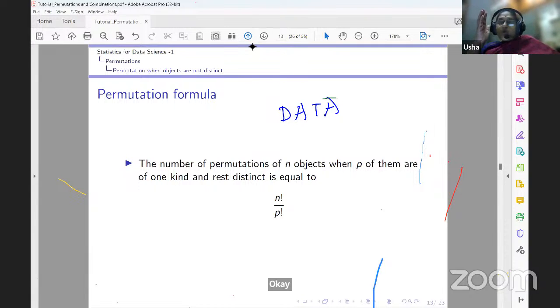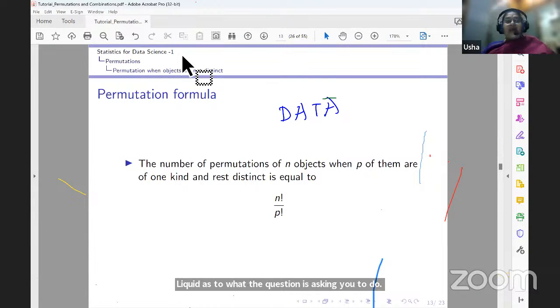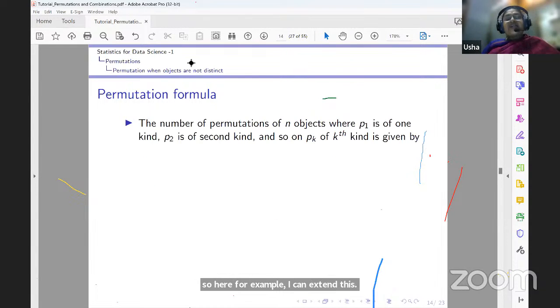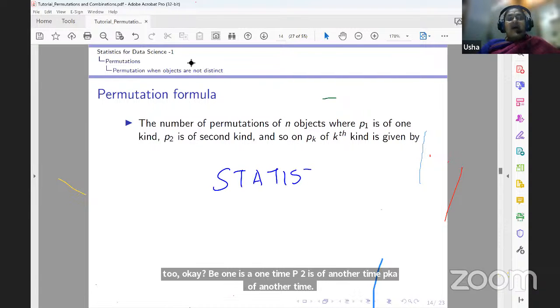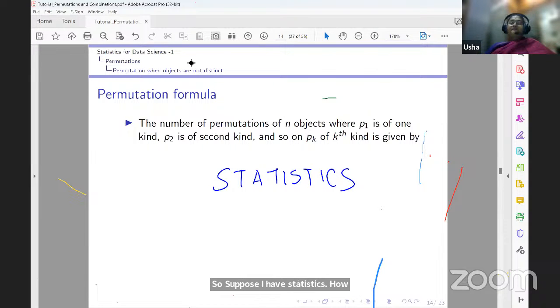So the most important thing when you're attempting permutations and combinations or probability is to first try and understand what the question is asking you to do. Here, for example, I can extend this: when P of them are of one kind, I can extend it to P1 of one kind, P2 of another kind, Pk of another kind. So suppose I have statistics. How many ways can I arrange this? What is the total number of objects here?